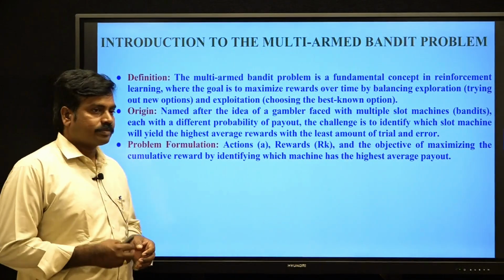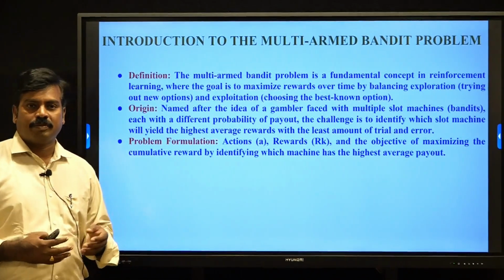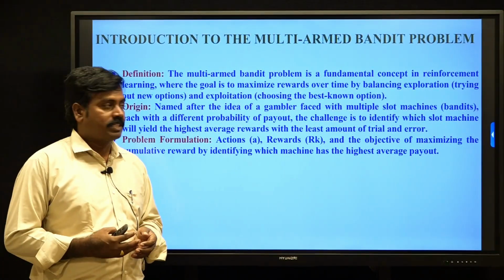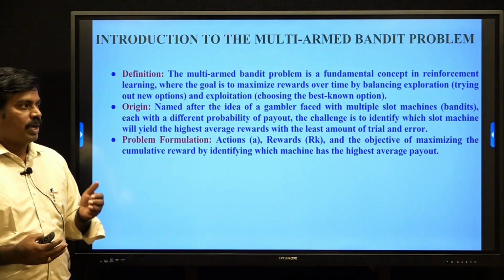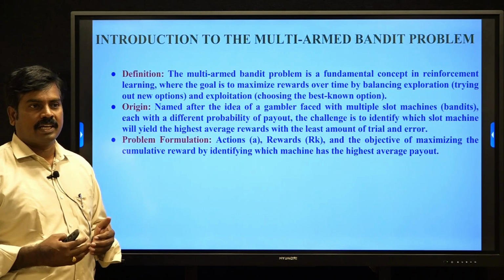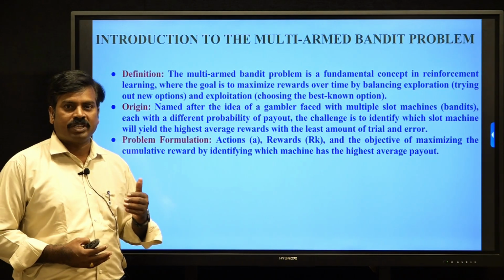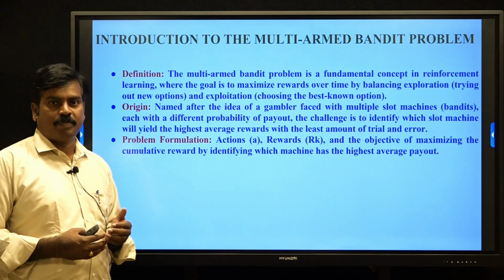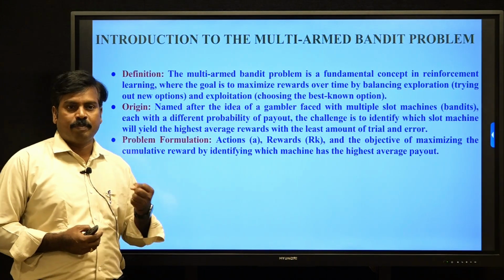The multi-arm bandit problem is a basic reinforcement learning concept. We mainly use it for making decisions under uncertainty. The main objective of the multi-arm bandit problem is to maximize the cumulative reward. Multi-arm means it is like a casino type of game. It has a number of machines. Each machine has its own payouts, with different probabilities of payouts. So the main objective is to get the best payout machine.